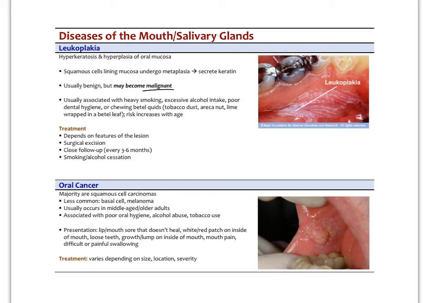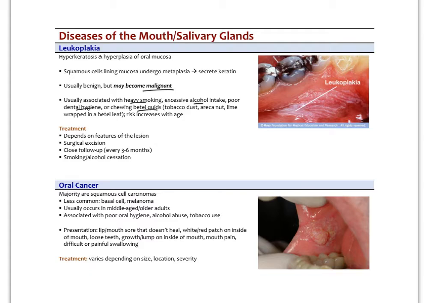Usually associated with heavy smoking, excessive alcohol intake, really poor dental hygiene. In some parts of the world, actually chewing what are called betel quids. That's tobacco dust, the areca nut and lime, wrapped in the betel leaf. So all of these are risk factors, and the risk is going to increase with age.